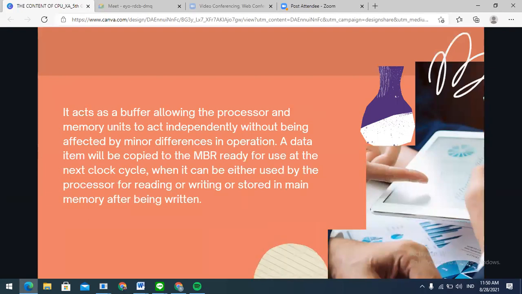It acts as a buffer, allowing the processor and memory units to act independently without being affected by minor differences in operation. A data item will be copied to the MBR ready for use at the next clock cycle, when it can be either used by the processor for reading or writing, or stored in main memory after being written.